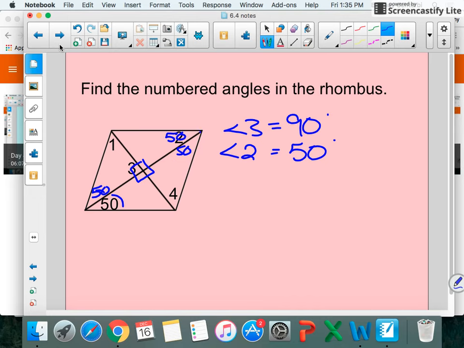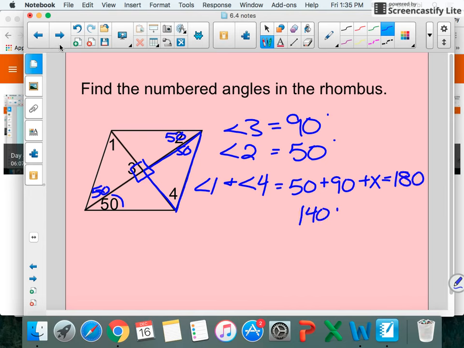So what I have to do is now I have a triangle. And so angle 1 and angle 4 are going to be equal because, again, those diagonals bisect those pairs. So to figure out angle 1 and angle 4, I have a triangle. So I'm going to do 50 plus 90 plus x equals 180 degrees. And I have to solve for x. So 50 plus 90 is 140.